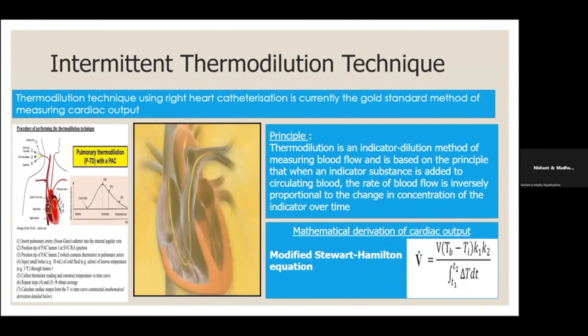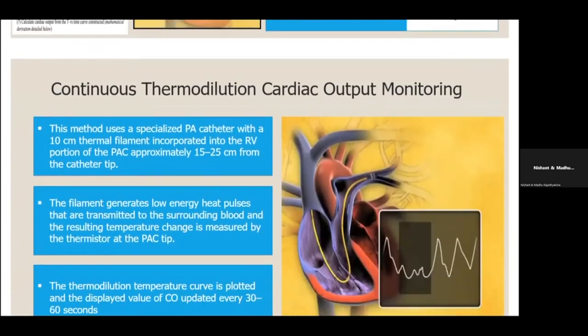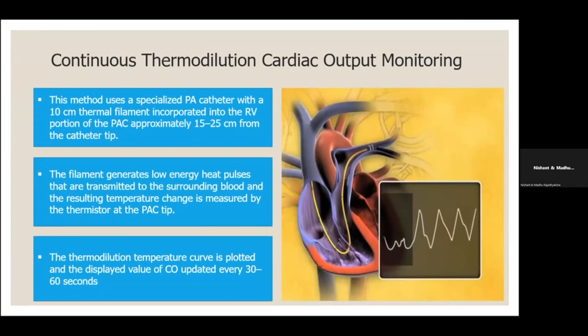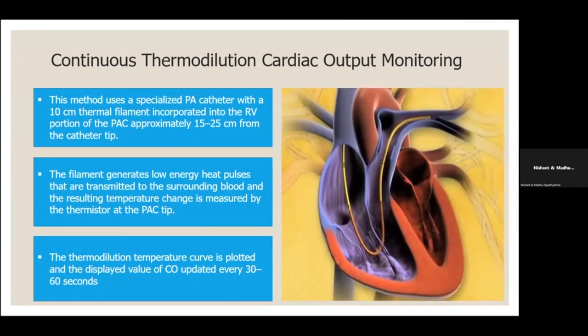The cold blood is sensed by the thermistor in a major vessel downstream using the Stewart-Hamilton equation. The algorithm measures the area under the TD curve till it reaches an exponential decay of 30% to derive the cardiac output. Next is continuous thermodilution cardiac output technique.